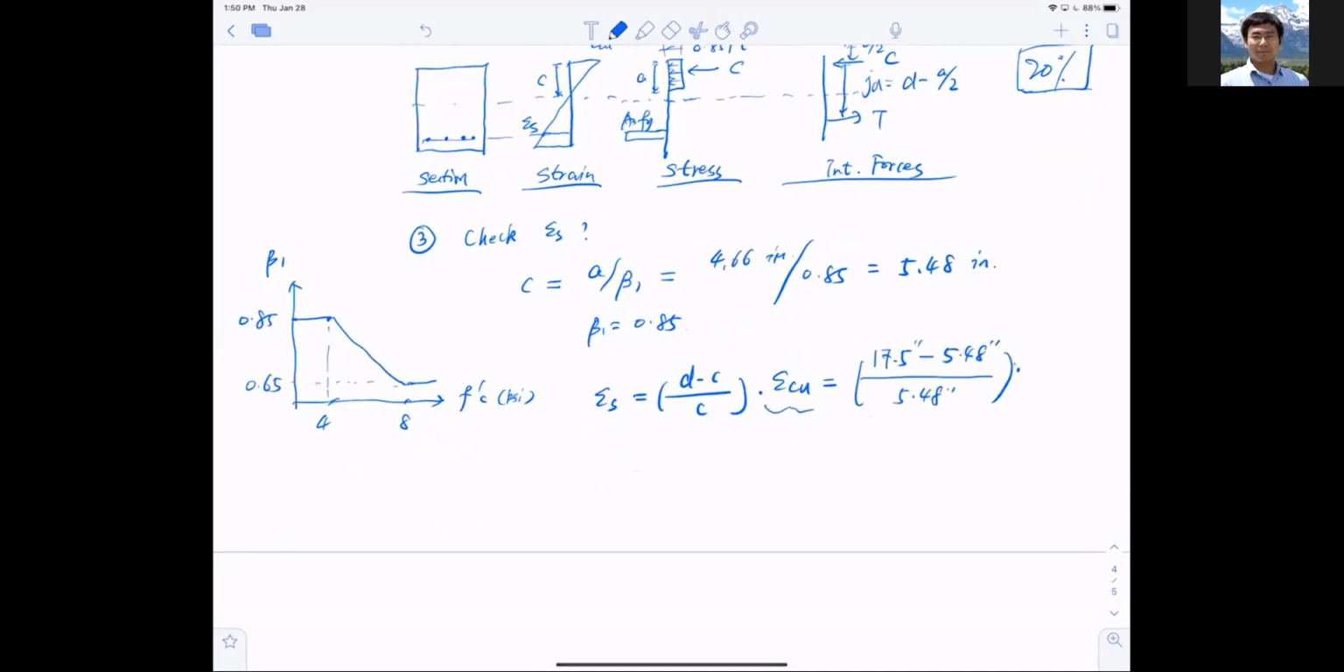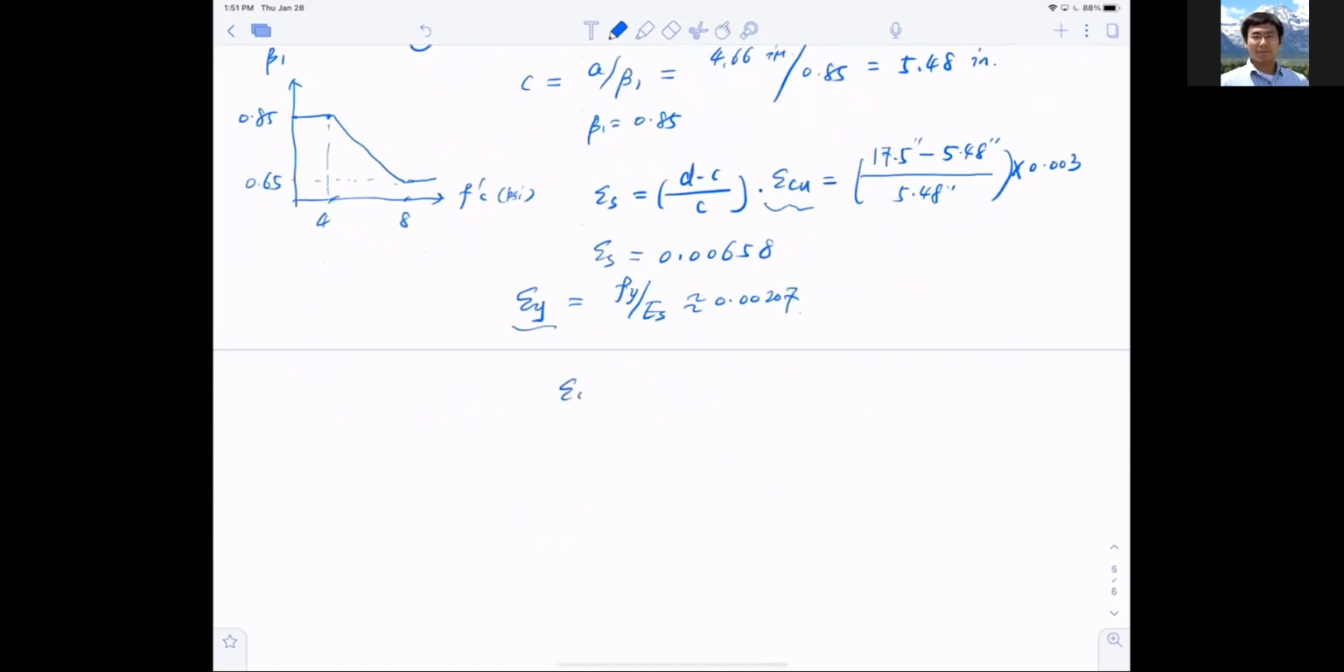And you need to remember this epsilon cu is 0.003. So I got this epsilon s value equal to 0.00658. You say, what am I going to do with it? First, I need to check my yield strain. Epsilon y equal to fy divided by Es, and since it's grade 60, it is roughly 0.00207. So immediately you say, bingo, epsilon s is bigger than epsilon y, so yielded.